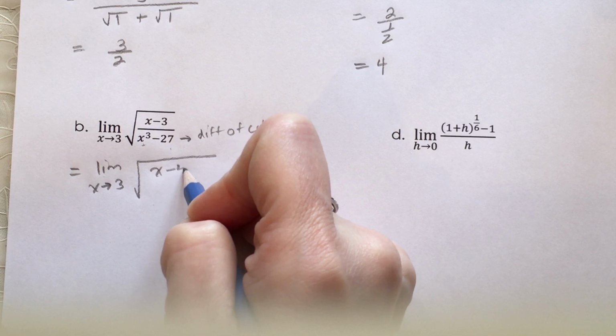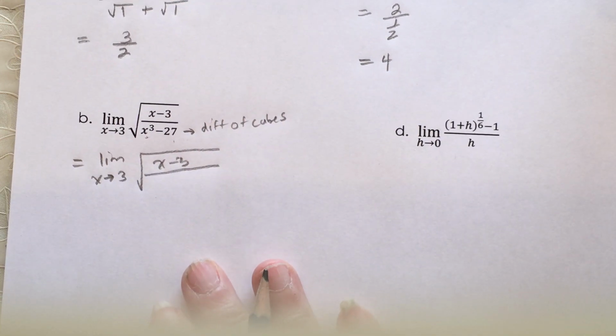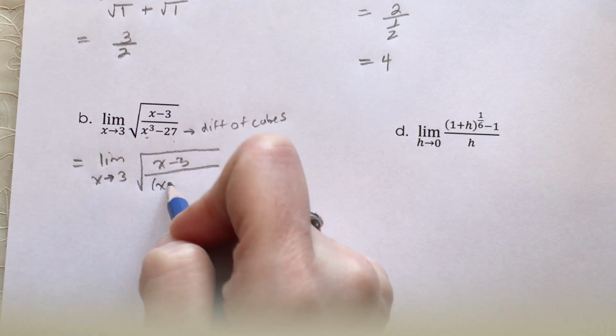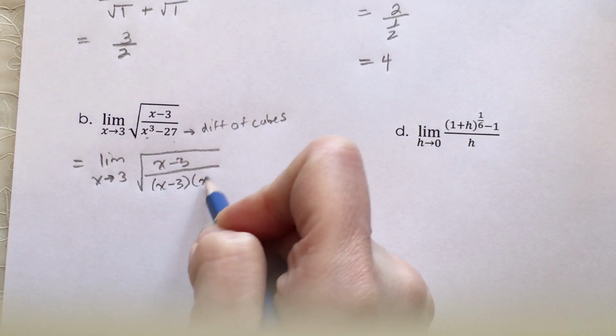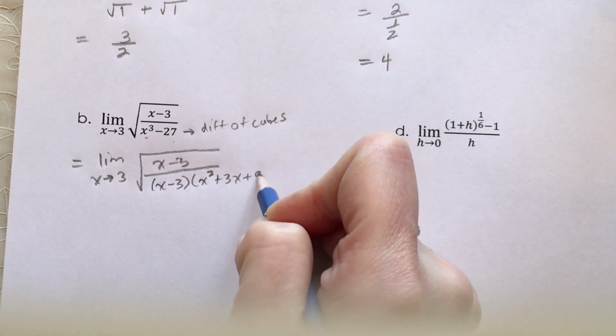So we get x minus 3 on the top, and then to factor that difference of cubes, it's going to be x minus 3 times x squared plus 3x plus 9.